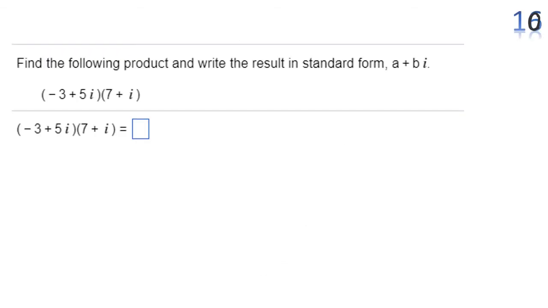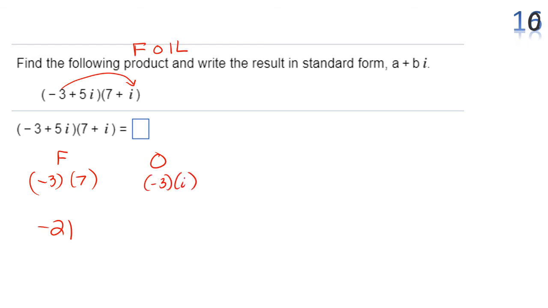Now for here we have complex values again, but we're trying to find the product or multiply. To multiply these two, since they are binomials, we will use the FOIL method. First, outer, inner, last. So let's do this. Negative 3 times 7. Negative 3 times 7 is negative 21. That's my first term. Then we'll take the negative 3 times the i on the outer edges. So negative 3 times i would just be minus 3i.